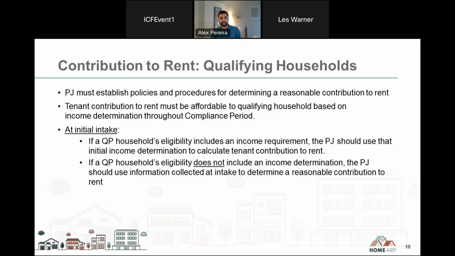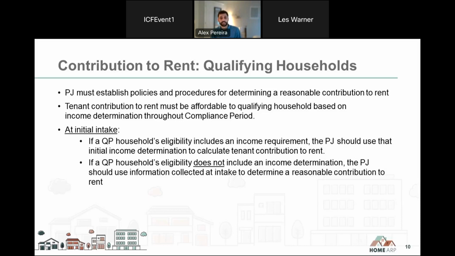So that amount that the tenant will contribute to rent will be determined each year, starting at initial lease up and then throughout the compliance period based on an income determination. Now, what does that look like?